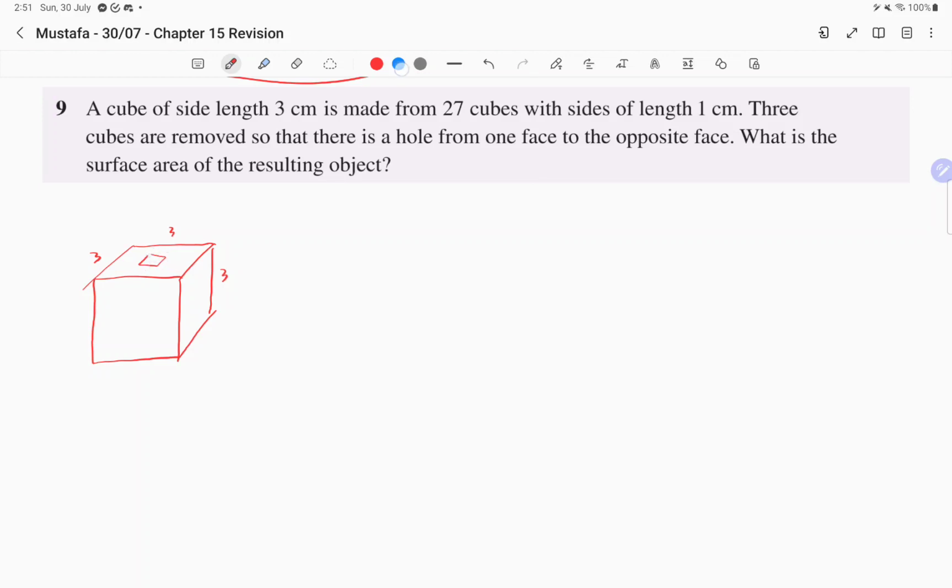Okay, and then you draw the dotted line down to show that it goes all the way to the other side, like this. Have you seen this before? No. But imagine it's a hole. The dotted line means you can't see those lines, but it goes from one side all the way to the other. Okay, how do we find the surface area?